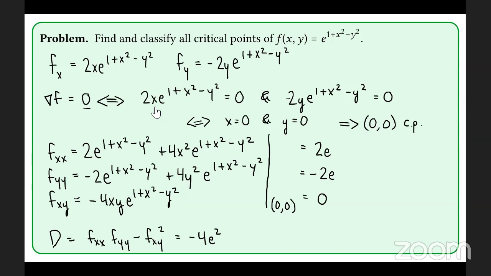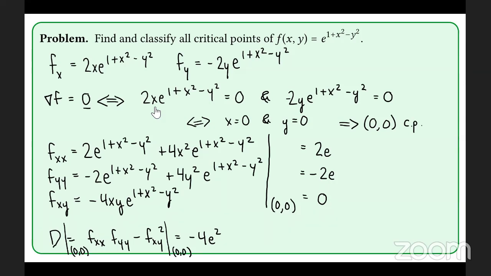Yeah, that's right. So I should say this is D at 0, 0, right? That's D at 0, 0. That's at 0, 0 also. I wouldn't anticipate that you guys would get an inconclusive case. You guys did see that on your homework, but I really wouldn't expect to see it.